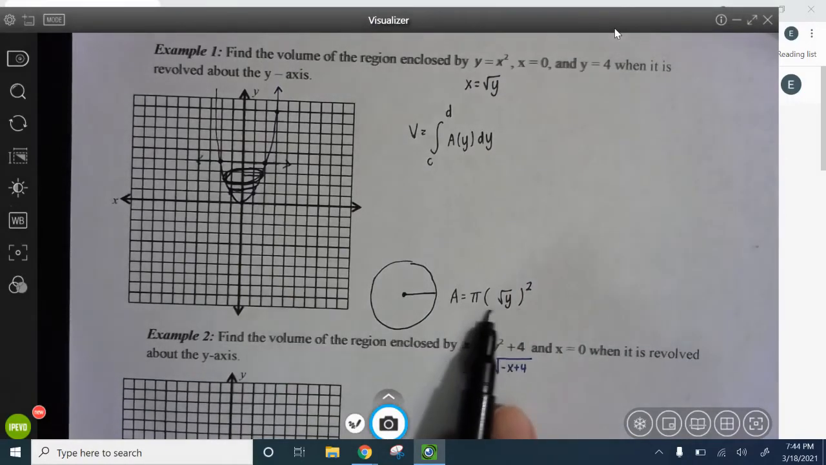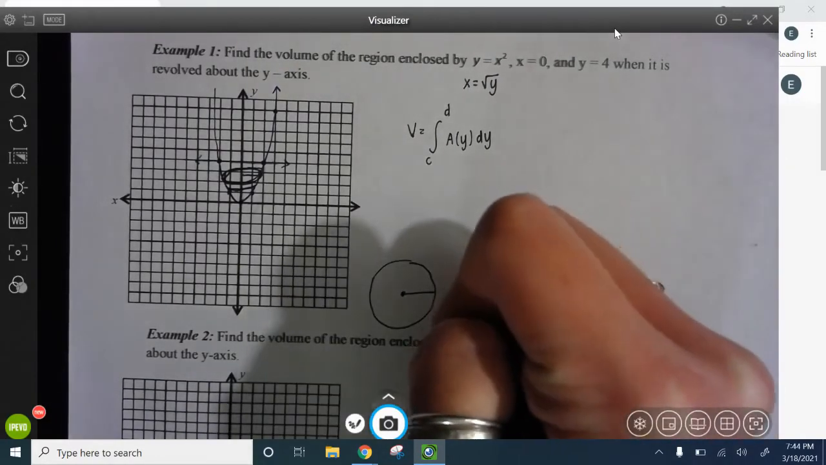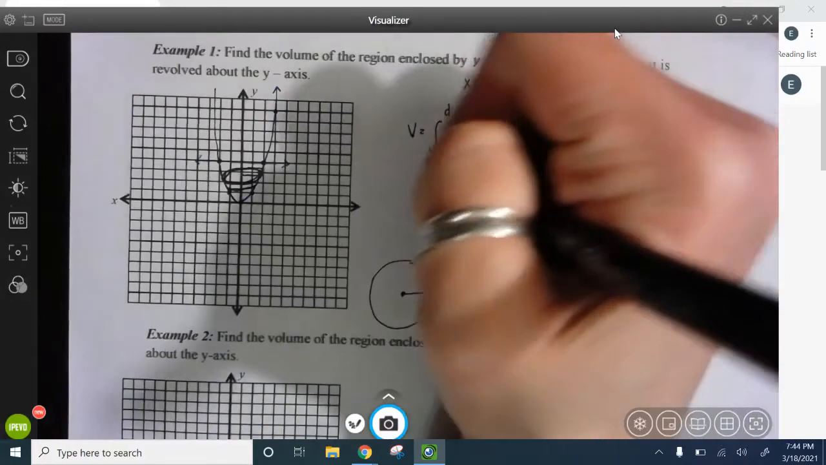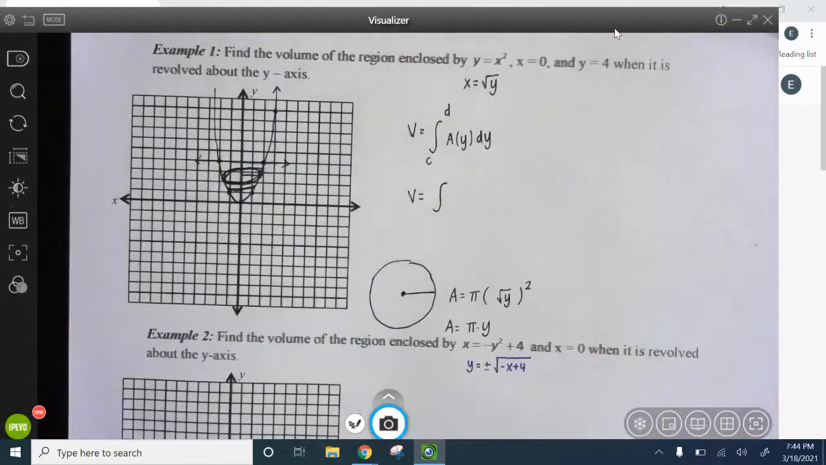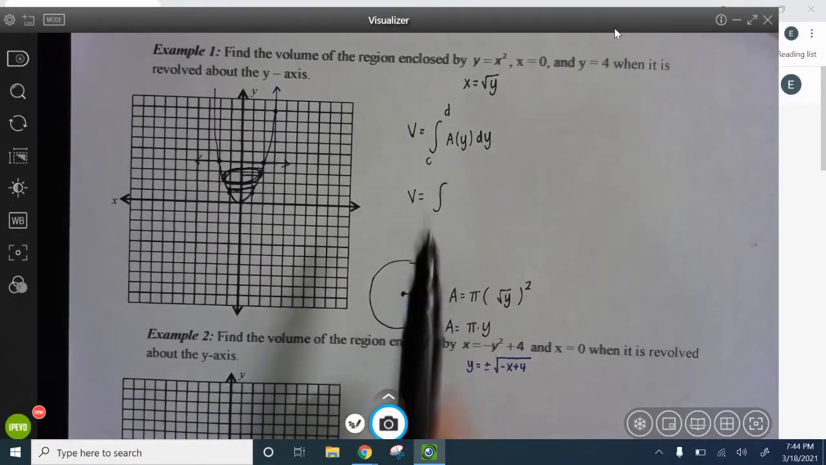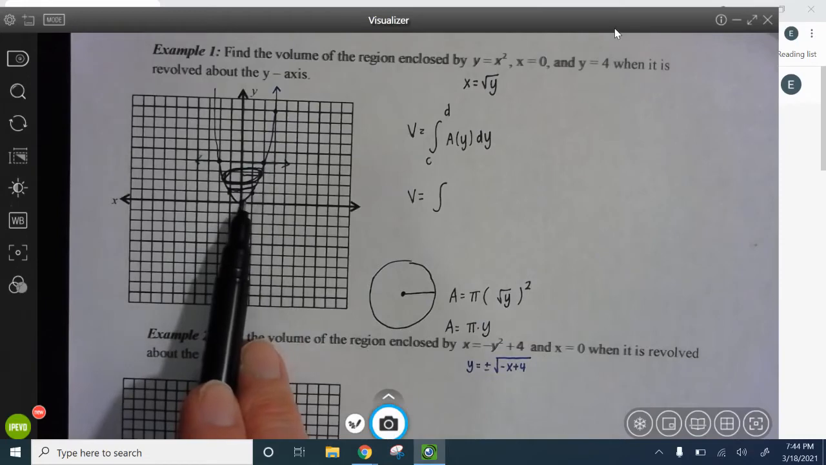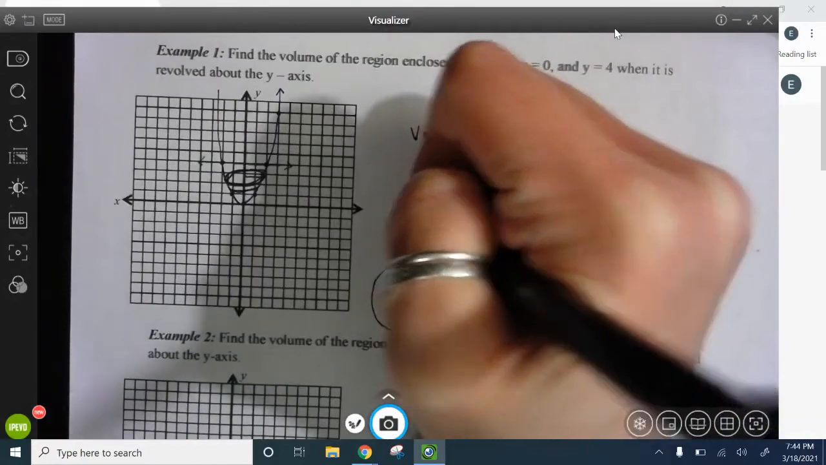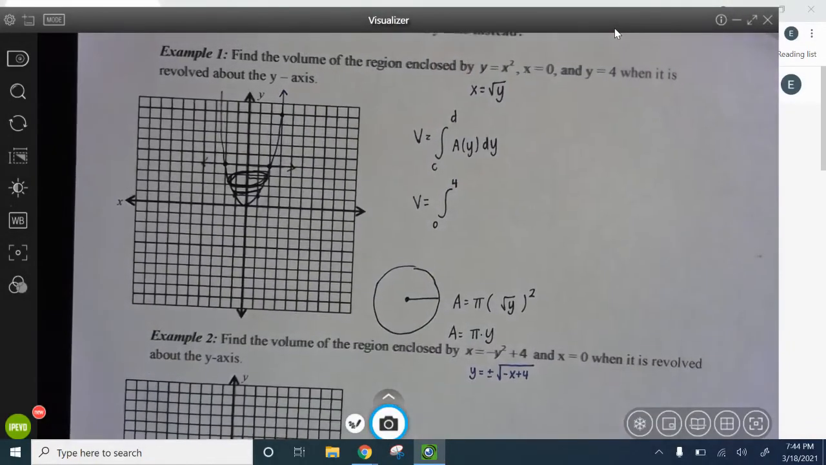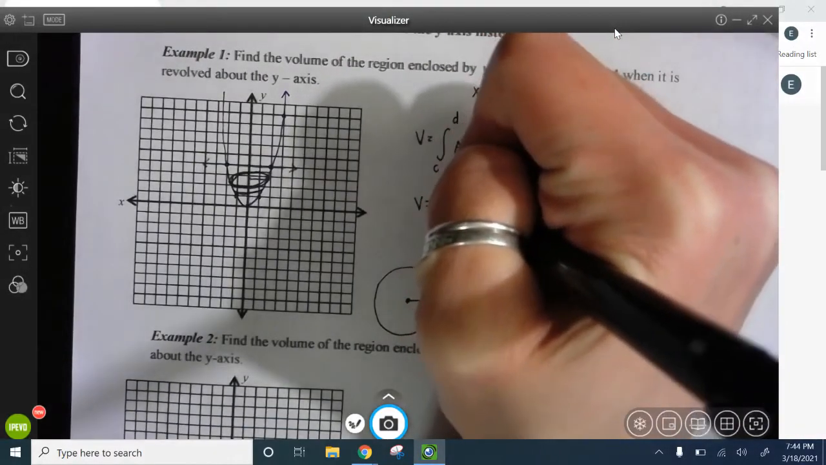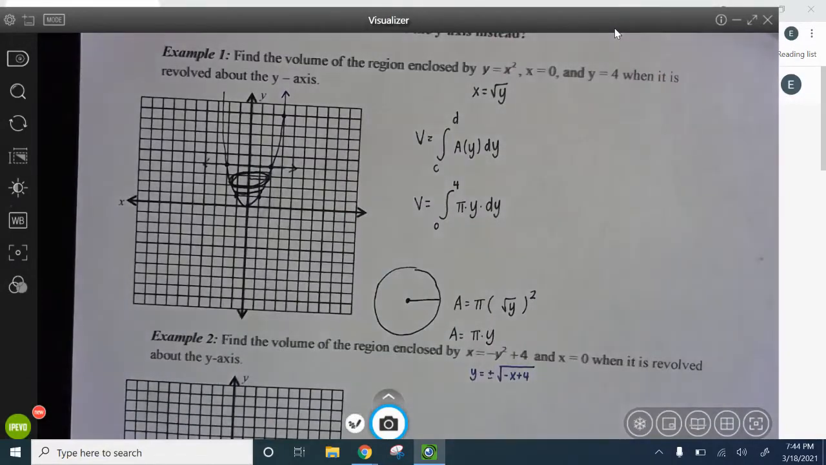And again, here's my area in terms of y. If I were to clean that up a little bit, this is really going to give me an area of pi times y. And if I translate that over here into my volume, now I'm talking a y value to a y value. My bottom y value here is 0, and then it's telling us that my top y value is going to be 4. So we're going to be integrating from the y value of 0 to the y value of 4. Again, my area is pi times y times dy. And I can do the exact same thing. I can pull out that pi as being a constant.